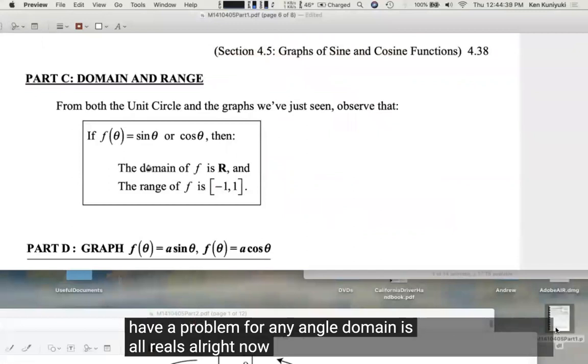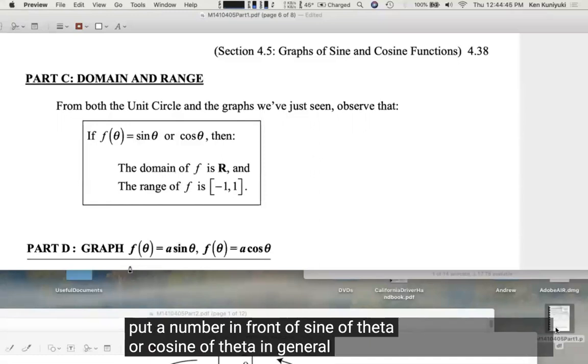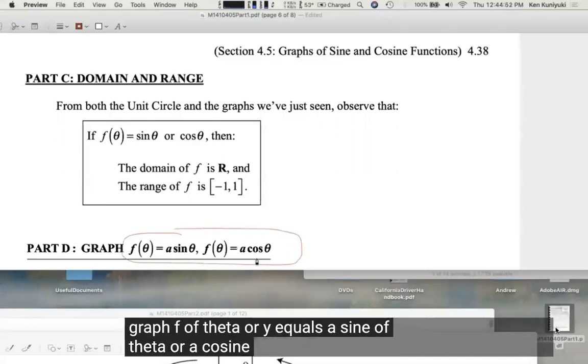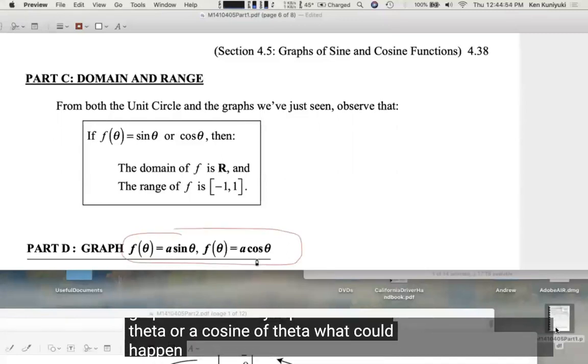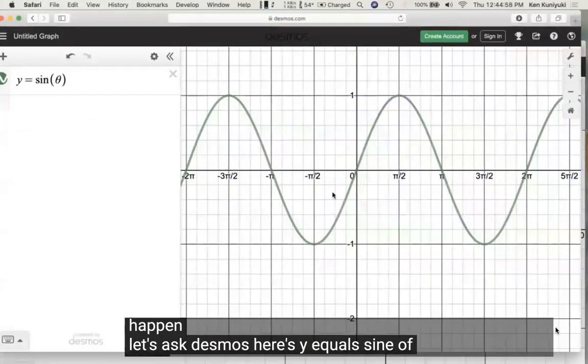All right. Now what happens if we put a number in front of sine of theta or cosine of theta? In general, how do you graph f of theta or y equals a sine of theta or a cosine of theta? What could happen? Let's ask Desmos. Here's y equals sine of theta.